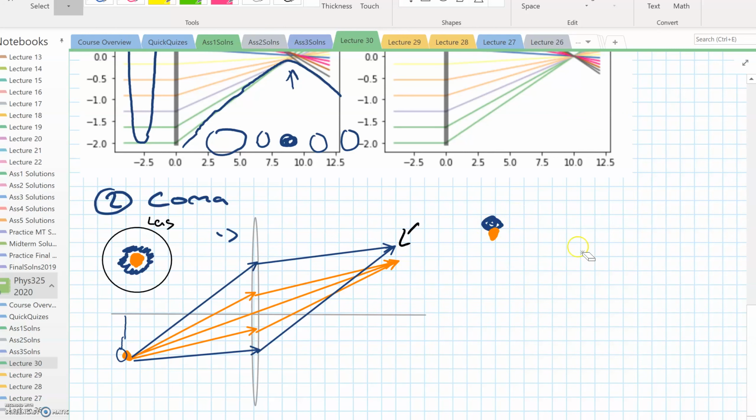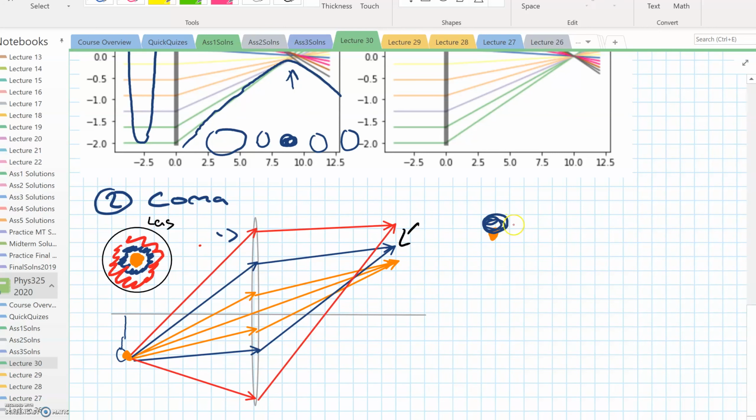Now, it gets worse the further we get. So let's look at even further along rays, or rather rays that are even higher up. That's going to have even more of a deviation of its magnification. So these rays in this disk here, they're going to get magnified even further up. So the image plane here looks something like this.